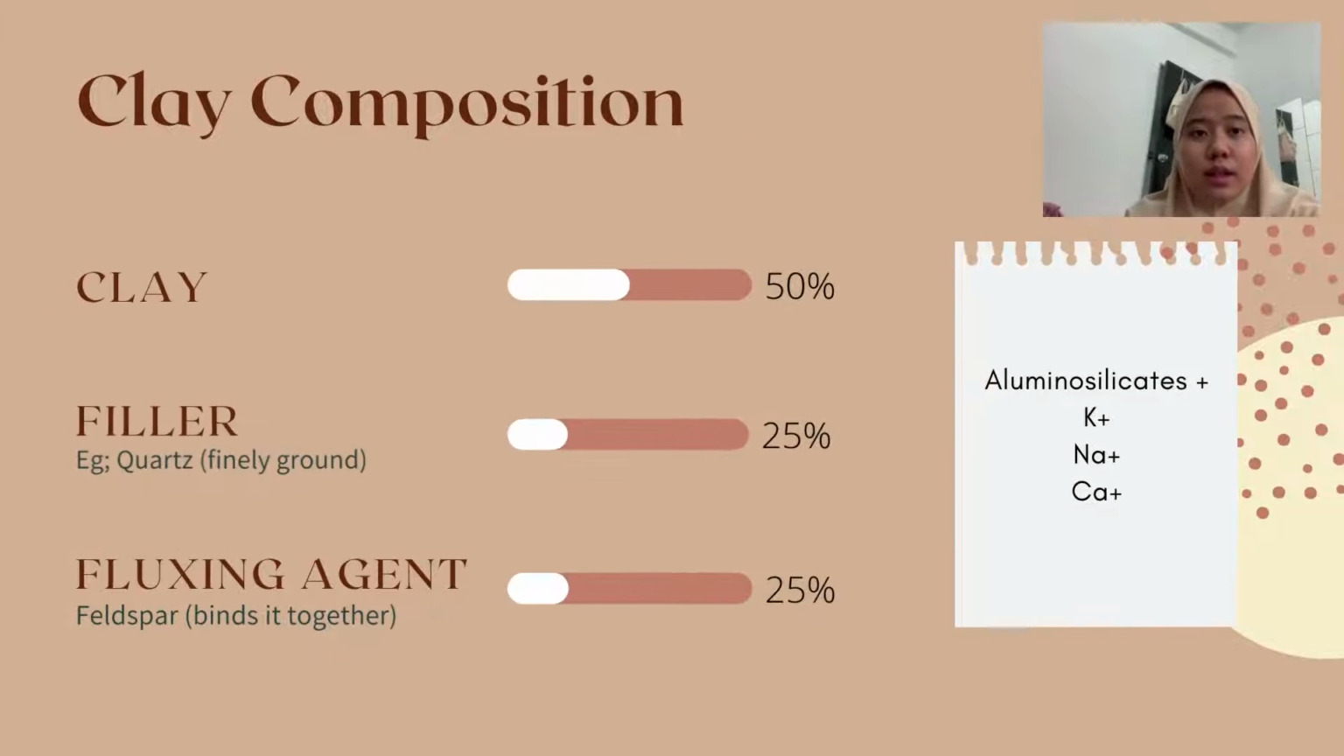Next, the clay composition for ceramics is 50% clay, and for filler we use finely ground quartz for 25%, and lastly fluxing agent. Usually we use feldspar. The purpose of the fluxing agent is to bind the materials together, and we use it for 25%.